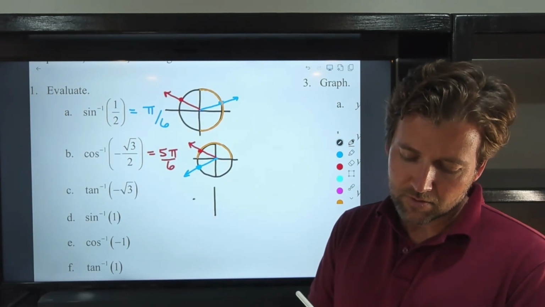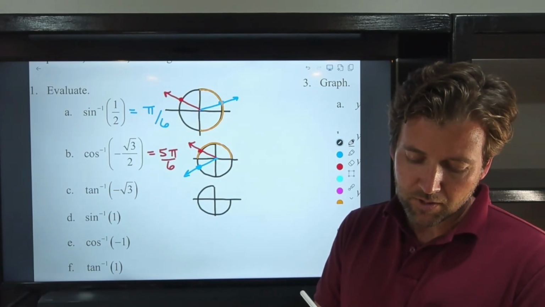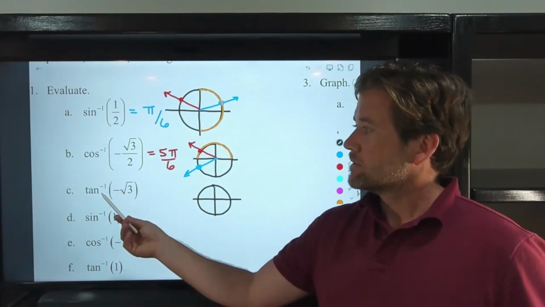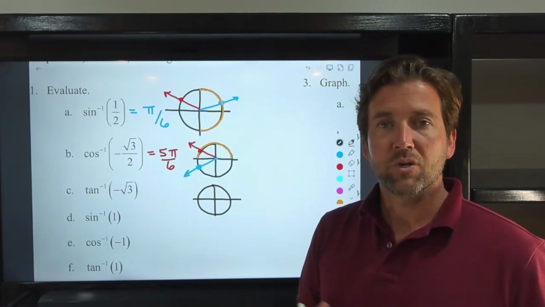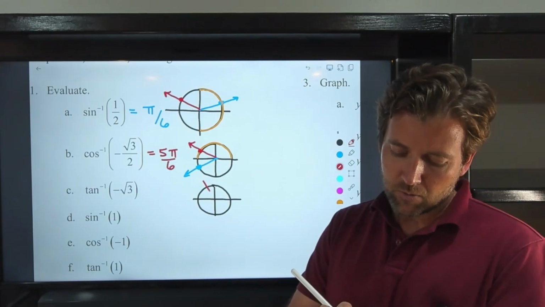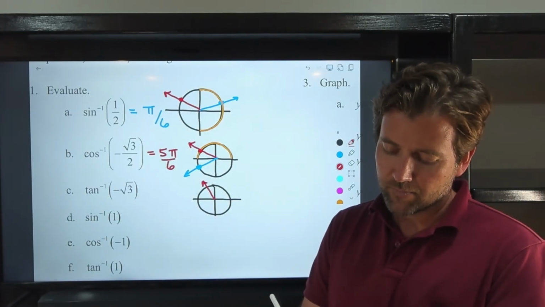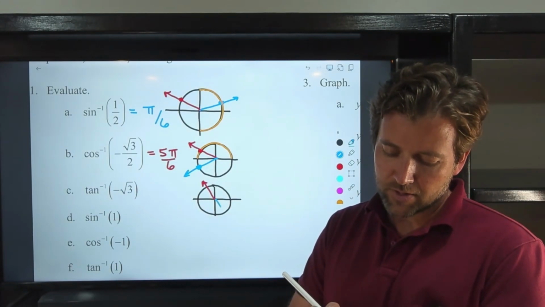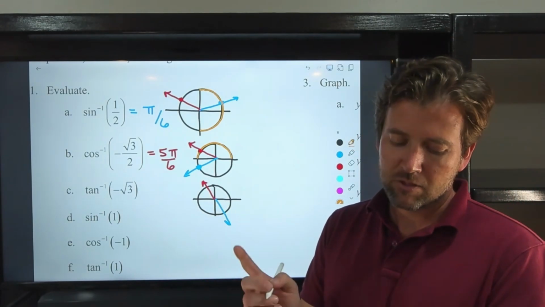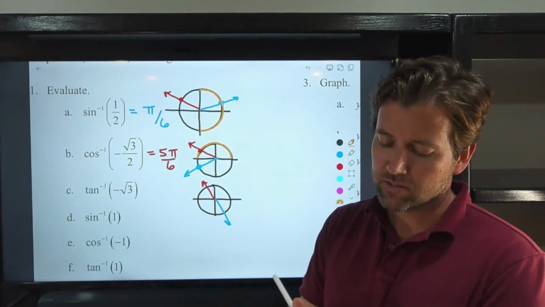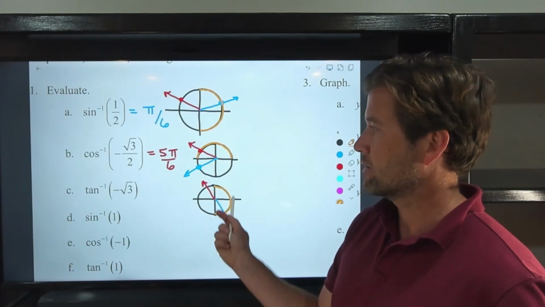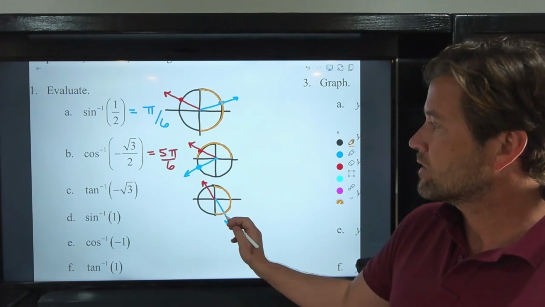Arctangent of negative square root of 3. So again, this is a unit circle I've drawn. Since this is arctangent, negative square root of 3 represents a slope of an angle. So I'm going to draw an angle here with a slope of negative square root of 3. And there's another angle here with the slope of negative square root of 3. Now, similar to arc sine, arctangent has to also output angles between negative pi over 2 and positive pi over 2. So it's this angle in blue.